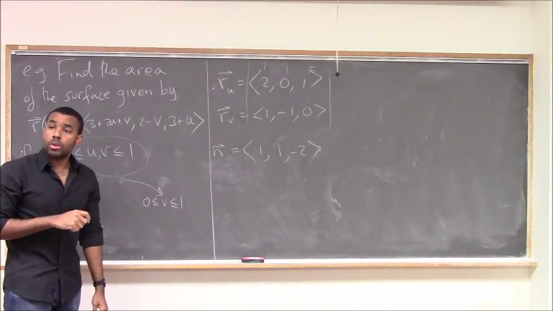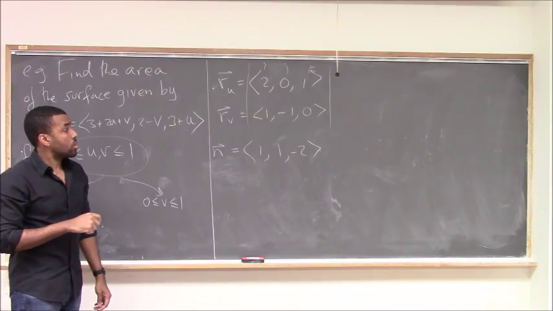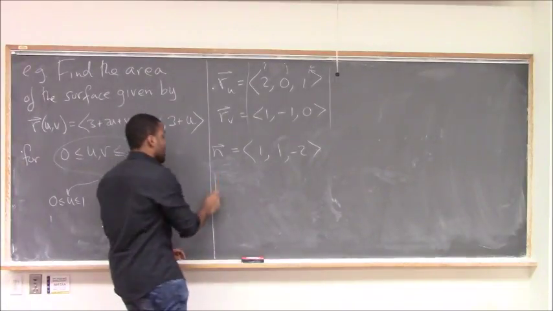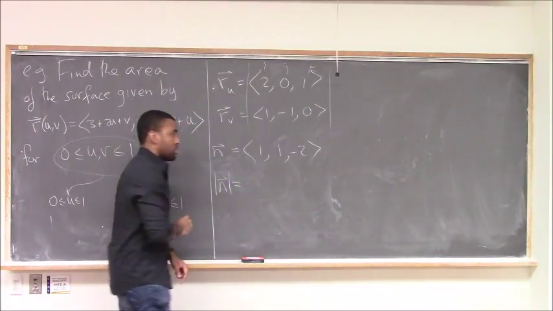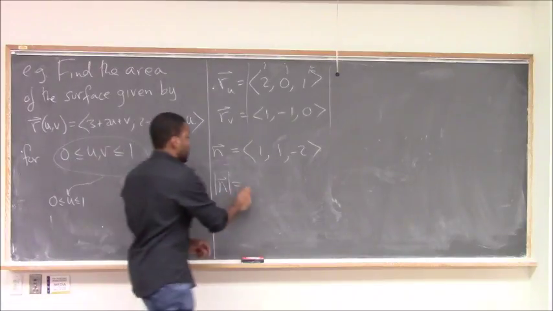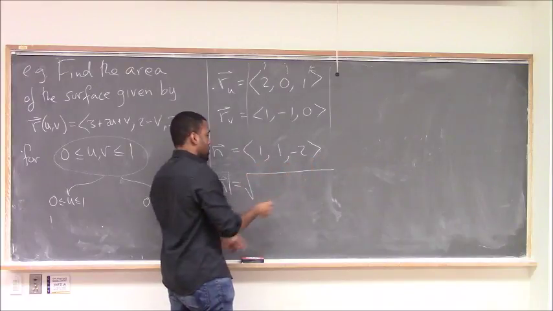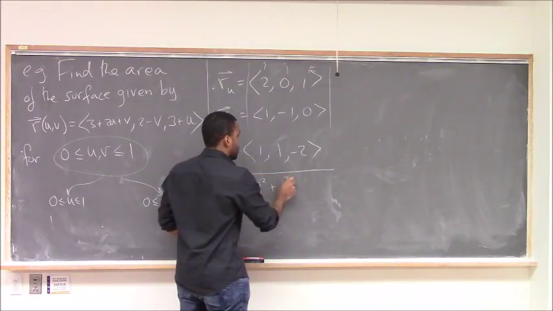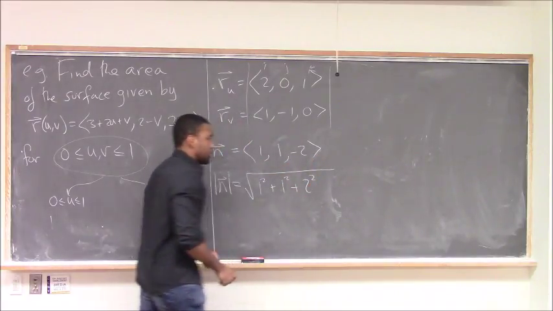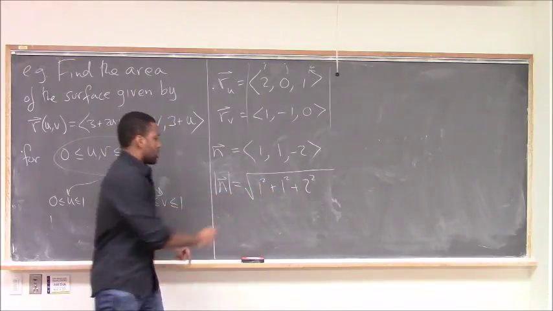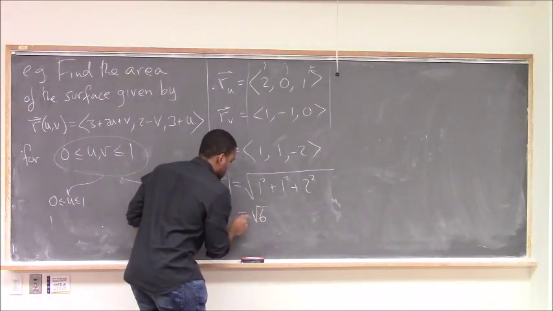Right, so you need to find the magnitude of the normal. How do we find the magnitude of the vector? Square root of 1 squared plus 1 squared plus 2 squared. You square each component and add them together. So that's 4, 5, 6. So this is just radical 6.